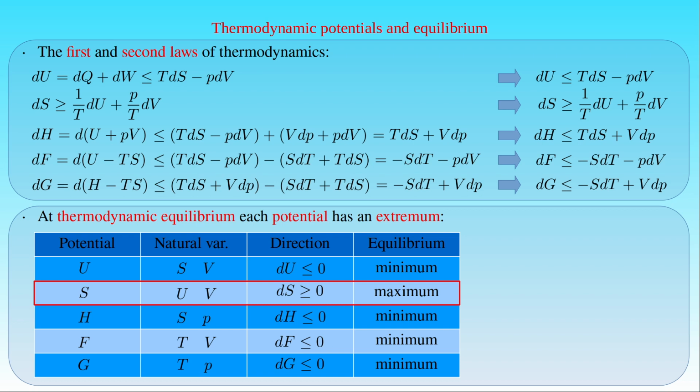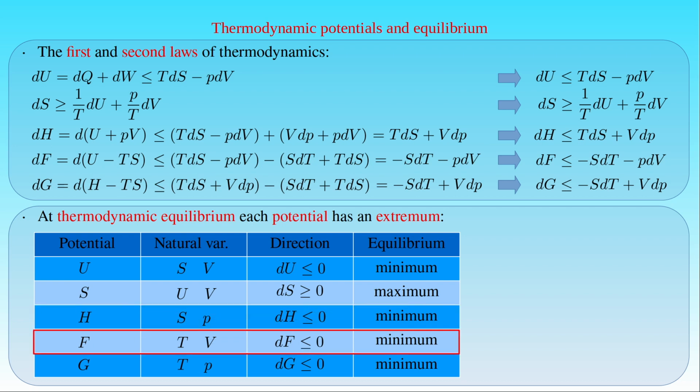In an isentropic and isobaric process, the infinitesimal change in the enthalpy H of a system is less than or equal to zero. The enthalpy of the system decreases during the process, and it has a minimum when the system reaches equilibrium. In an isothermal and isochoric process, the infinitesimal change in the free energy F of a system is less than or equal to zero. The free energy of the system decreases during the process, and it has a minimum when the system reaches equilibrium.